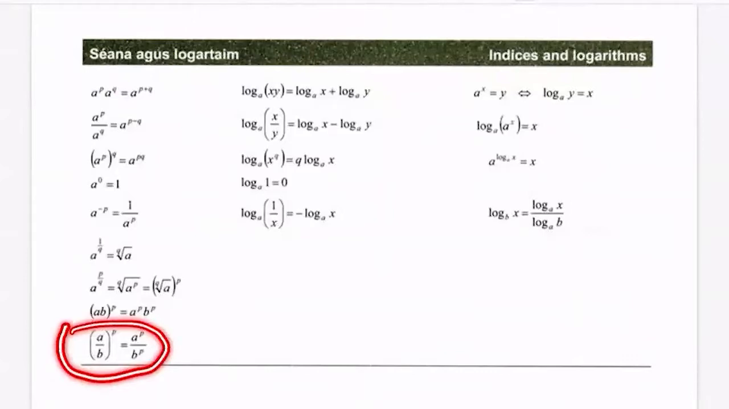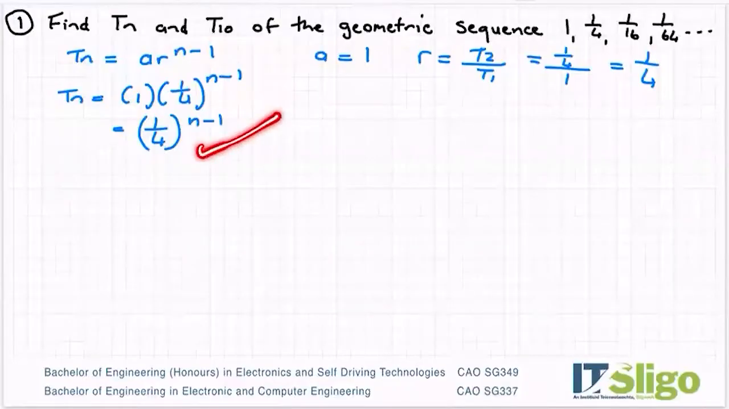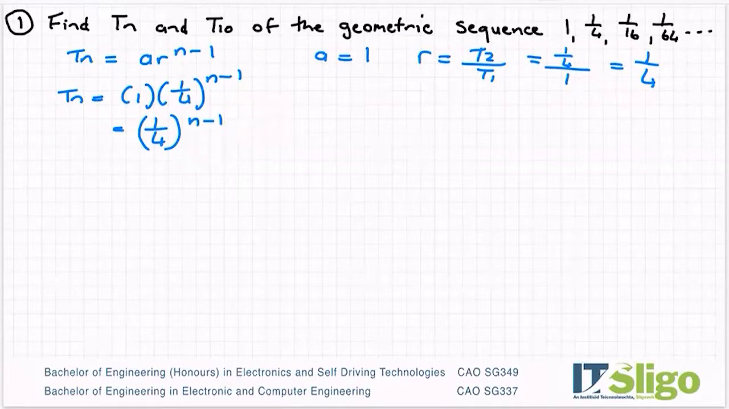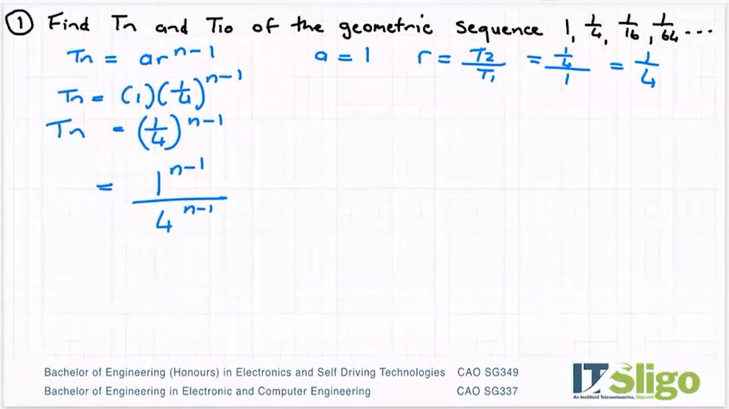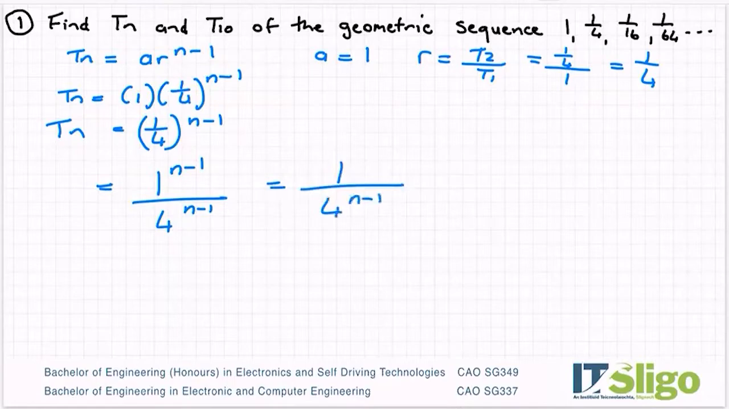Do you see here down the very bottom? Okay, when you have a fraction to a power, you can apply the power to both bits separately. Now, I believe this is a perfectly acceptable answer to give in an exam. Okay, but if you so wish, you can go so far as to say that's the same as 1 to the power of n minus 1 over 4 to the power of n minus 1, which is of course equal to 1 over 4 to the power of n minus 1.